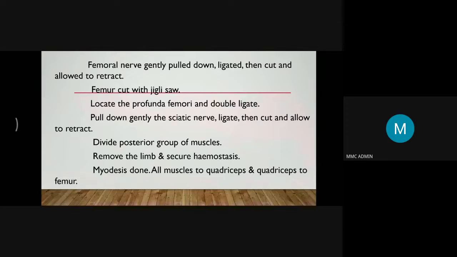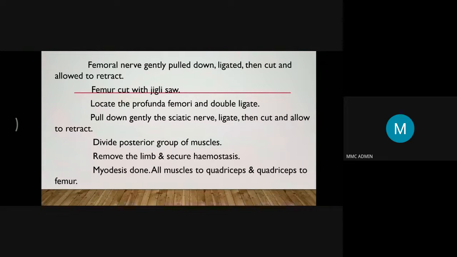Then the femur is cut using a Gigli saw, which is a steel-like instrument that looks like a spring. Other than the femoral artery, we should search for the profunda femoris, and we should also doubly ligate it. Then the sciatic nerve, which is more important in above knee amputation, should be identified, mostly in the posterior aspect, and it should be pulled down, ligated, cut, and allowed to retract.